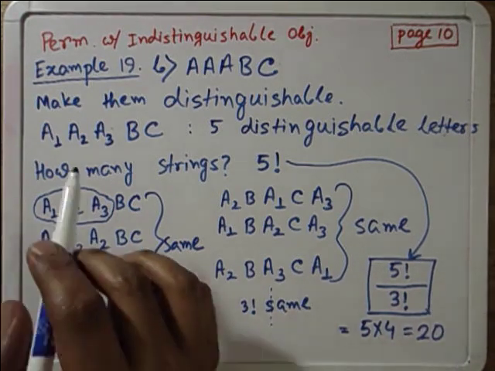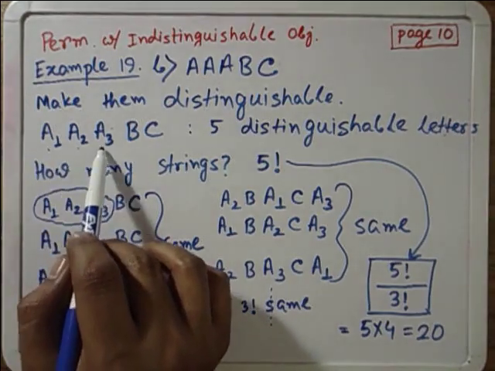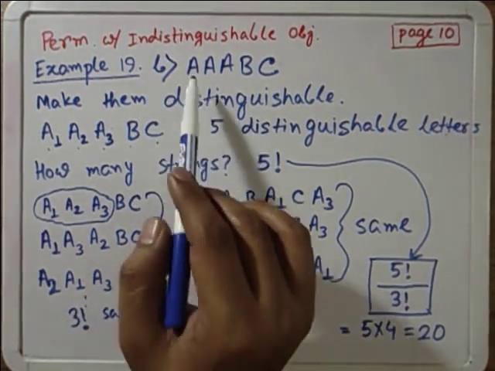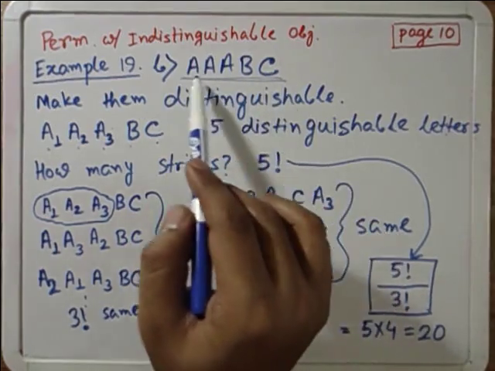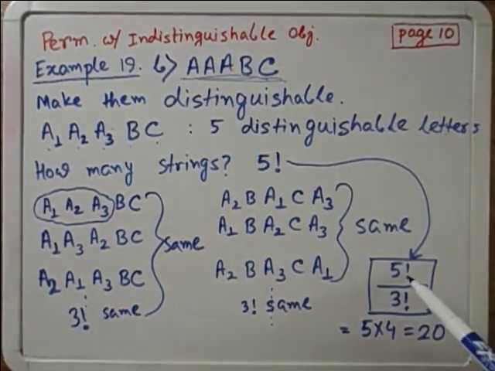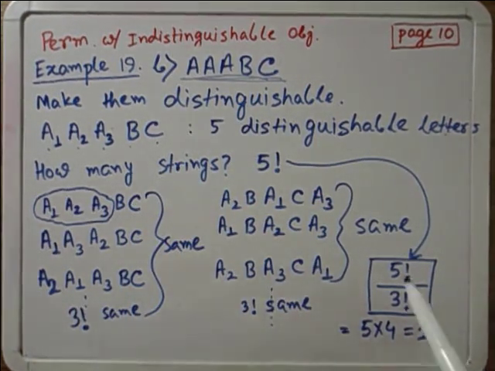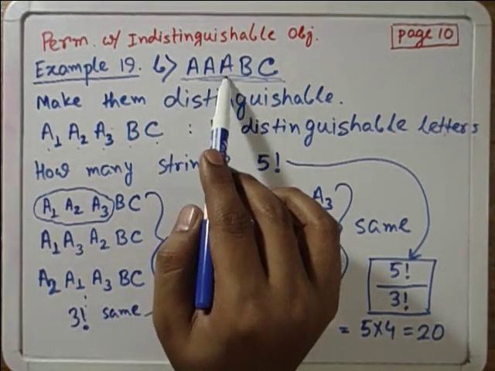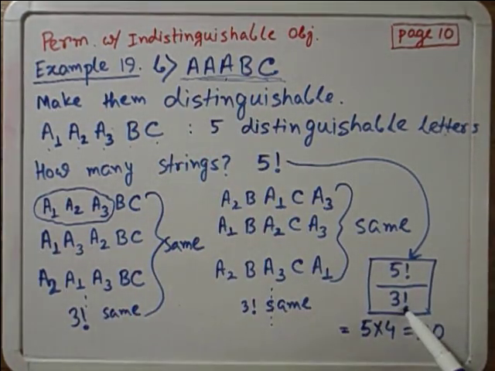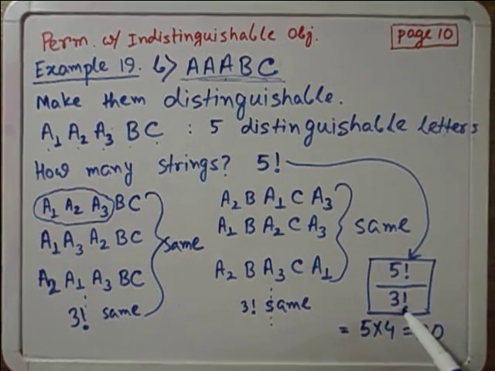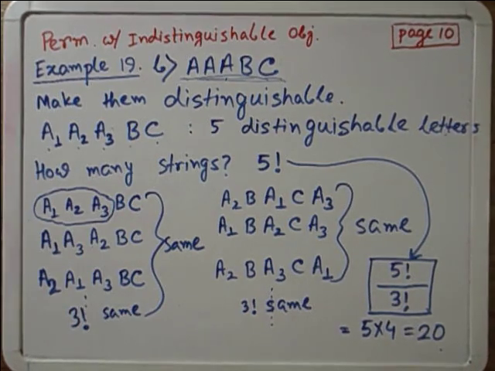So what is the formula? You look at how many letters are there. There are total 5 letters. Okay, so 5 letters, 5 factorial over how many of them are same? 3 A's are same, so 3 factorial. 5 factorial over 3 factorial, 20 is your answer.